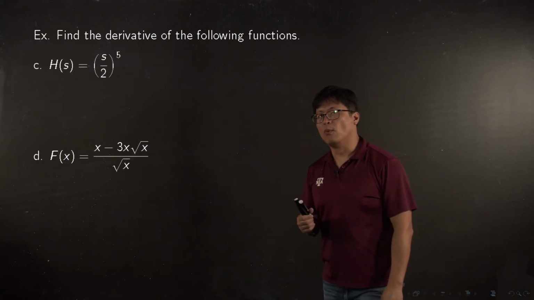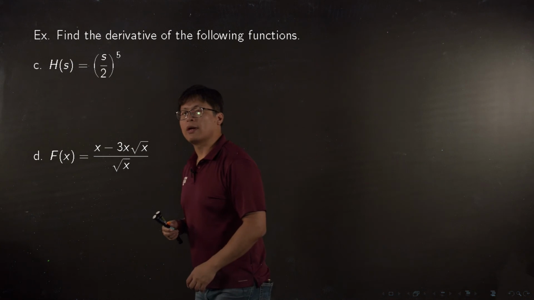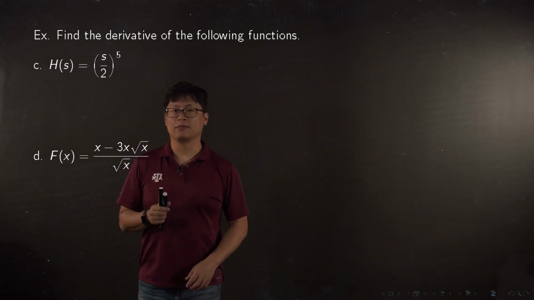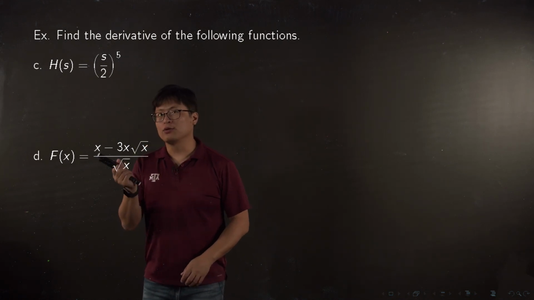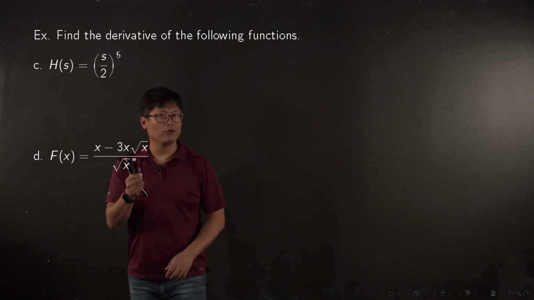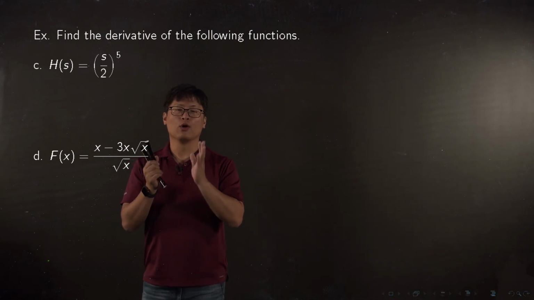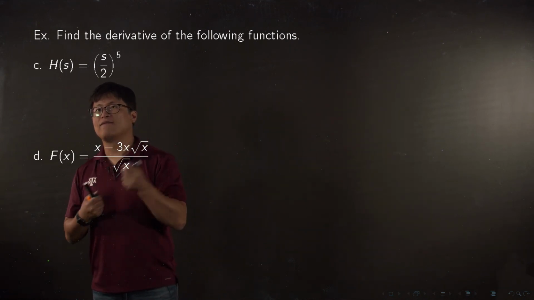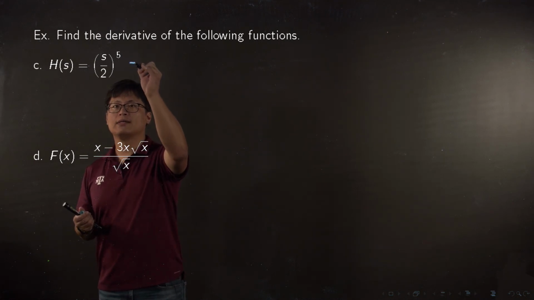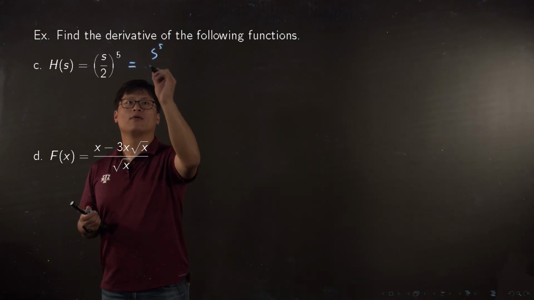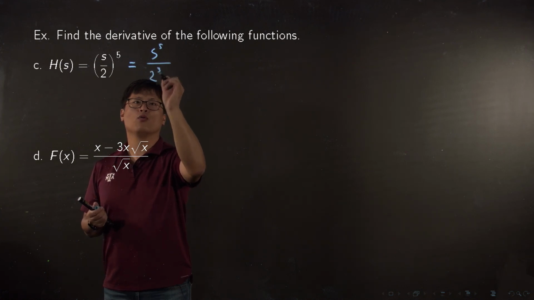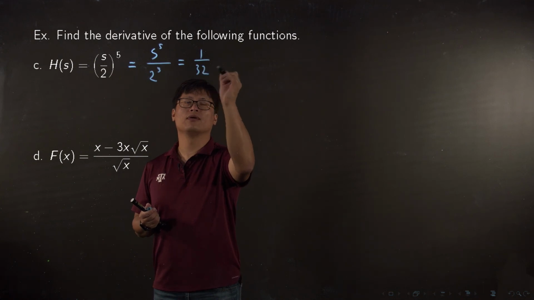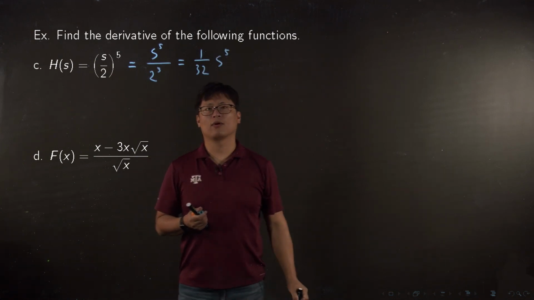Let me give you a couple more examples. Look at the C. Function h of s is equal to s over 2 to the 5. Again, if you took calculus before, then you know the chain rule. It is tempting to use the chain rule, but we didn't cover it yet. Then what are you going to do? Let me take care of the power 5 first. So we can rewrite this one as s to the 5 over 2 to the 5, which is 32, right? So it can be written as 1 over 32 s to the 5. Okay, now we're ready.